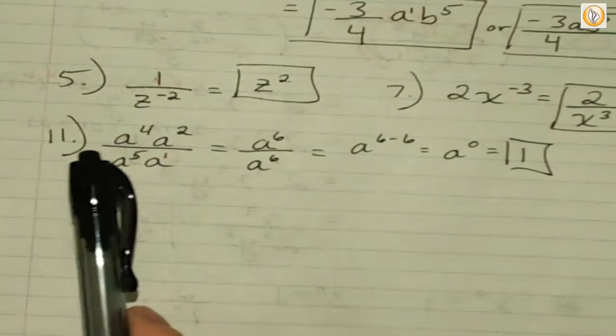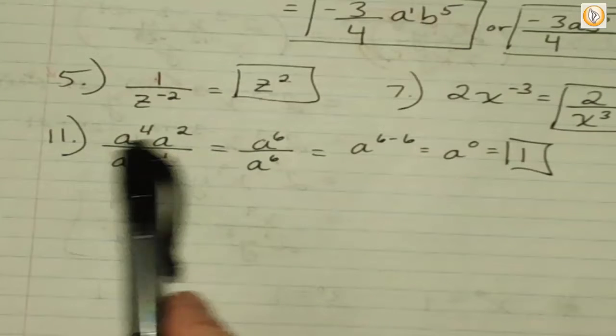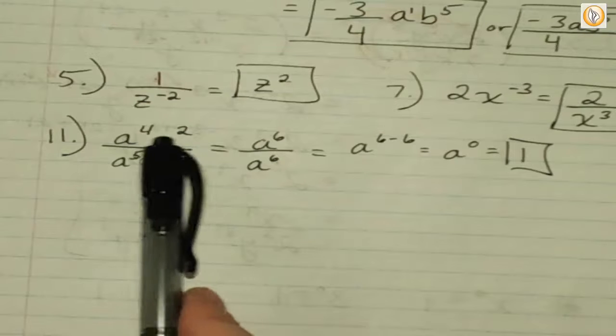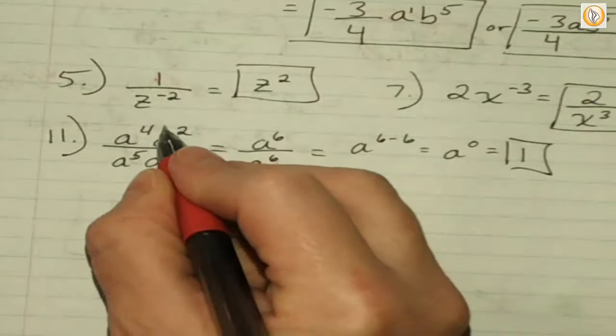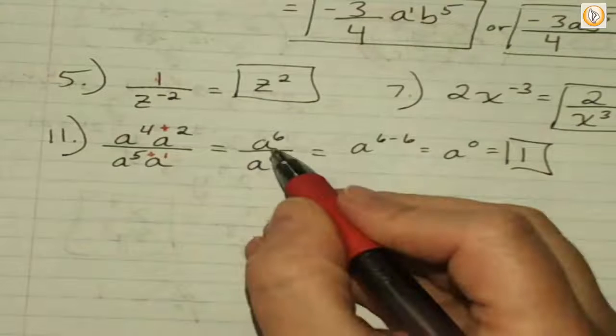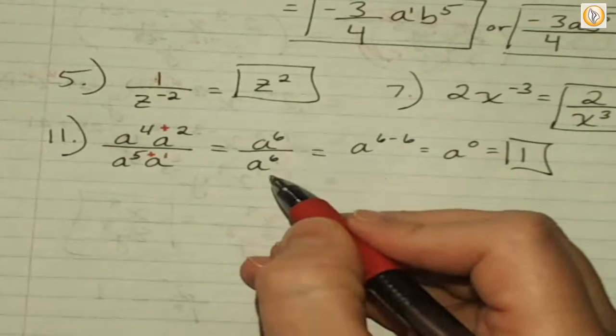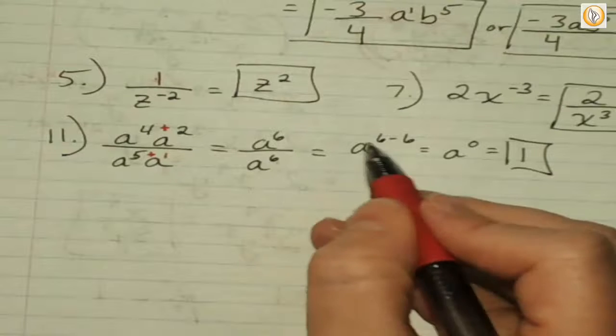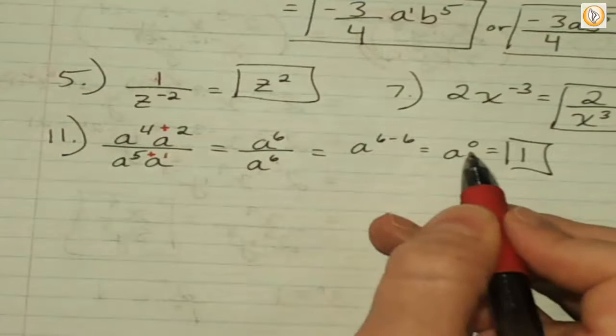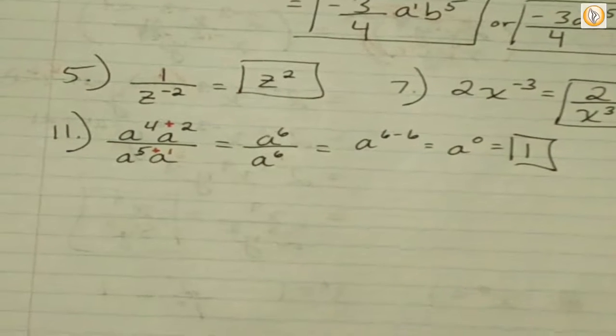So this applies last week's stuff. The bases are the same. We're multiplying, so then you add the exponents, which gave us a to the 6 and a to the 6. Now we're dividing, and the bases are the same, so then we would subtract the exponents. That gave us 0, so the answer is 1.